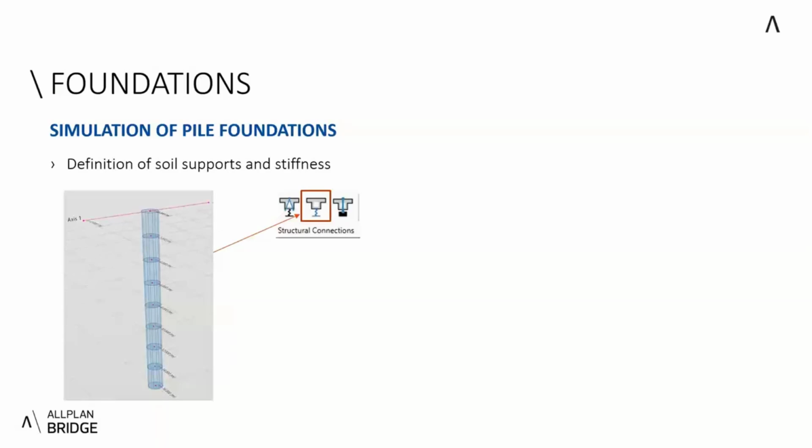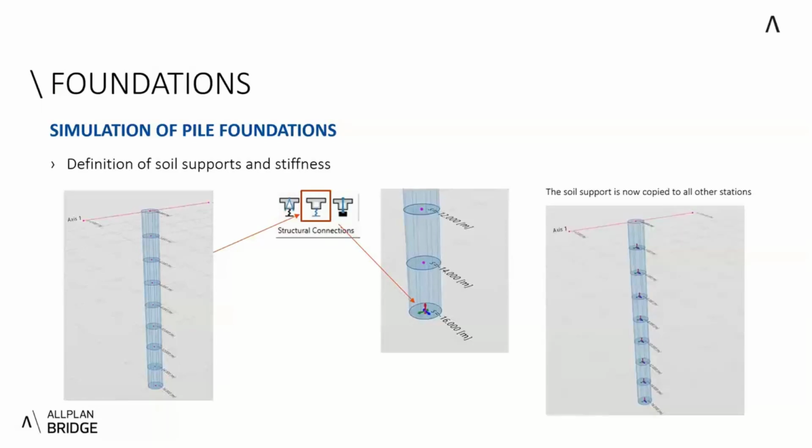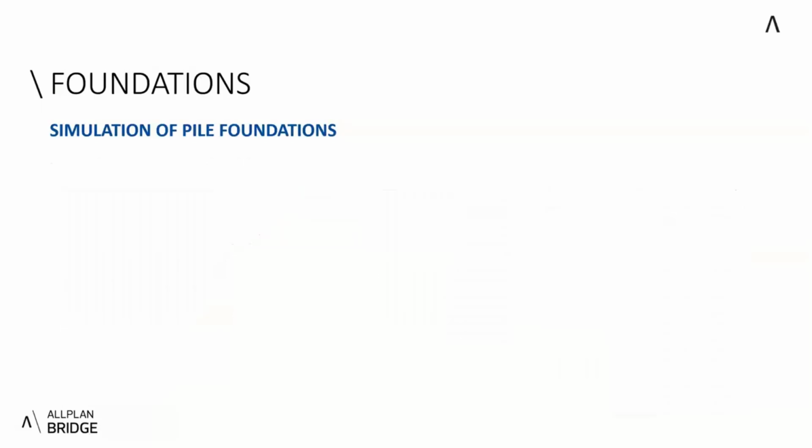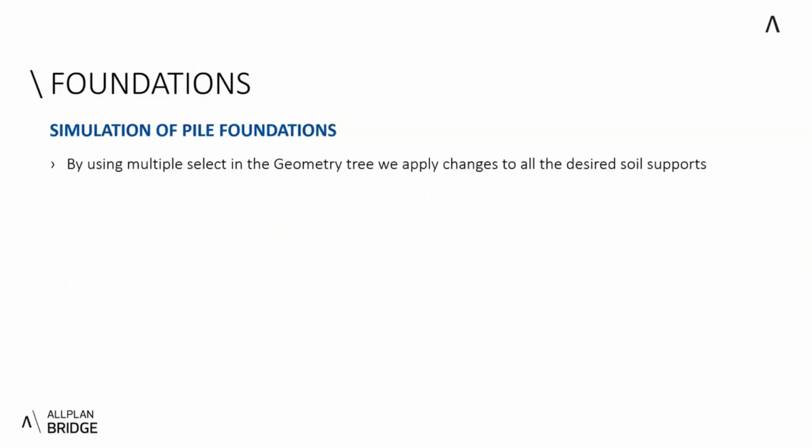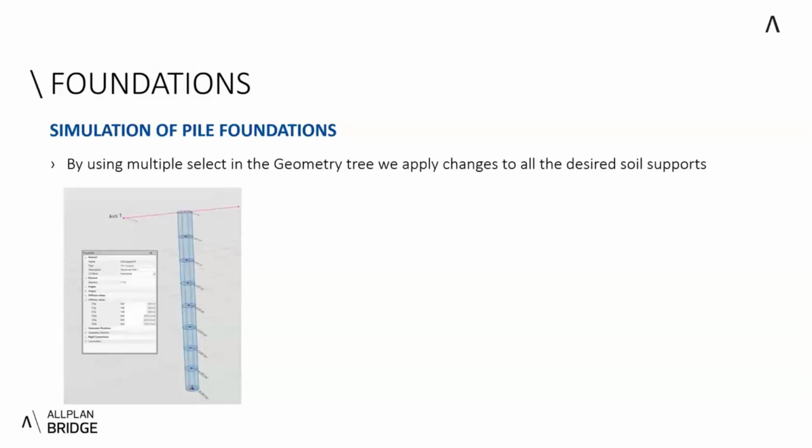Now we make use of soil supports, these structural connections. First we place one structural connection just at the bottom. In the next step, we use the copy function to copy all of these soil supports to the sections of our pile where we need them. So from the bottom to the top, where we would like to represent some kind of foundation, some kind of soil structure interaction. And by using multiple select in the geometry tree, we apply these changes to all the desired soil supports. We can select multiple soil supports at the same time.